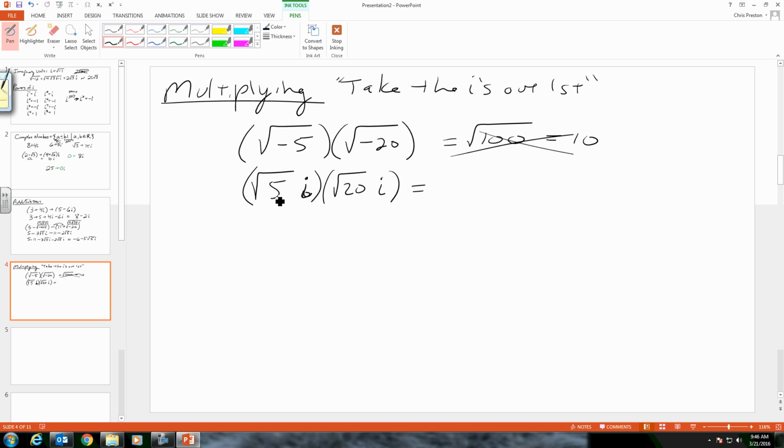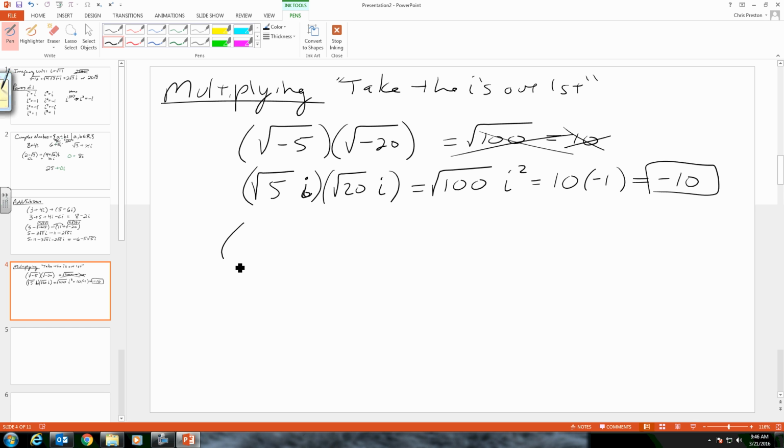So what we're going to do is, again, outside parts, inside parts, match up. So 5 times 20 is 100, square root of 100. i times i is i squared. Square root of 100 is 10. i squared is -1. 10 times -1 is -10. That's the correct answer. So not this. This didn't work. That's the kind of big trick.